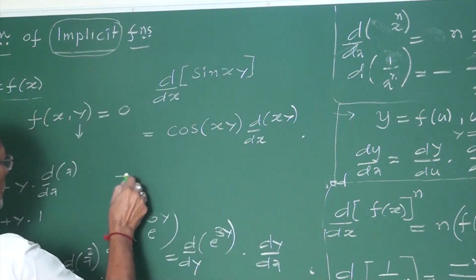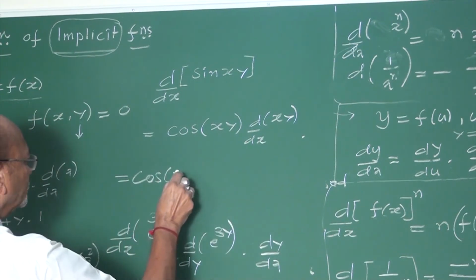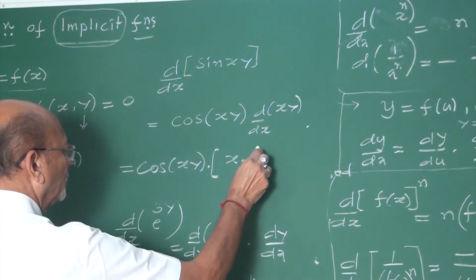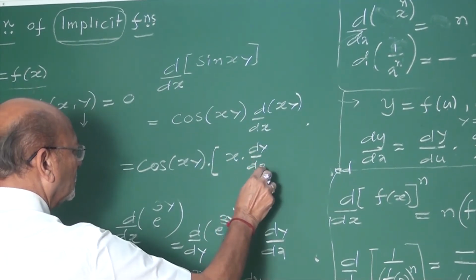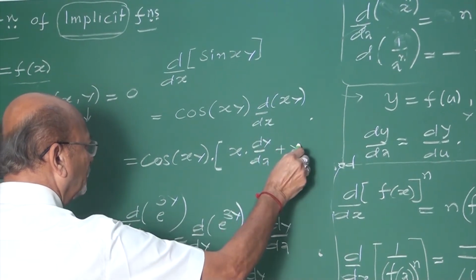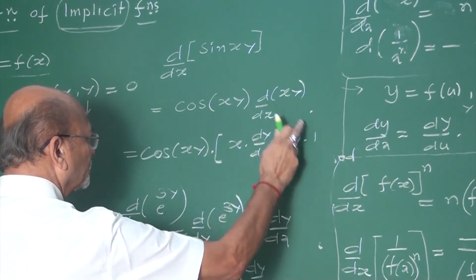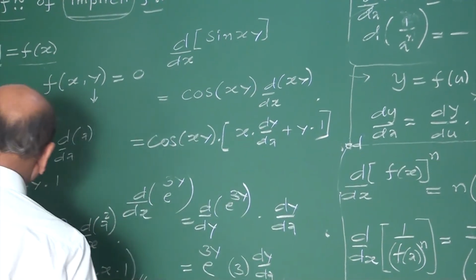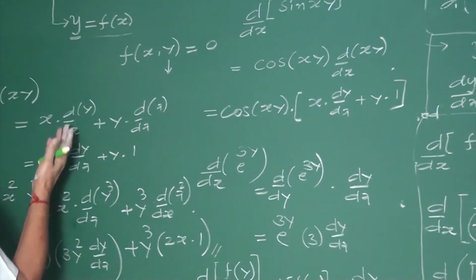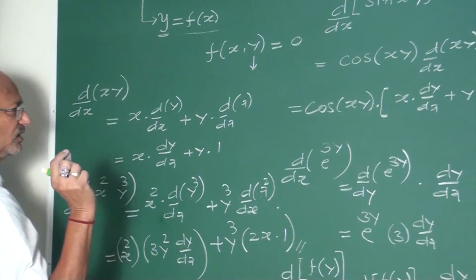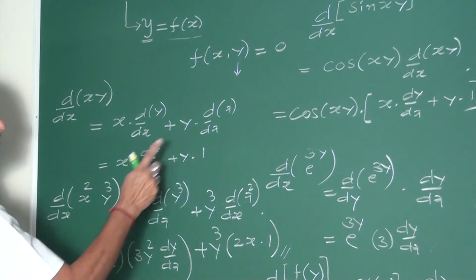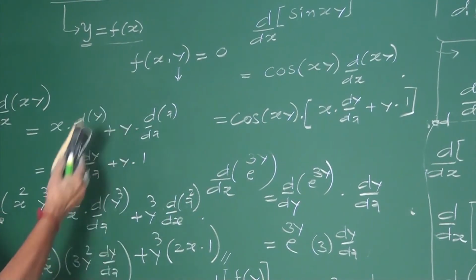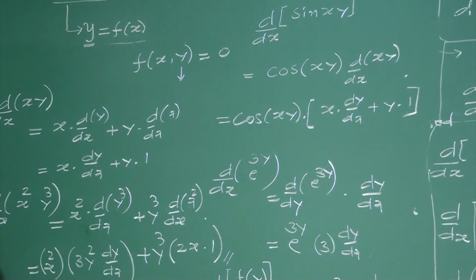Next. What is this? Cos xy into first function into derivative of second function, plus second function into derivative of first function, and the derivative of x with respect to x is 1. You have to write it directly now. Once again, don't apply it step by step, it becomes unnecessarily lengthy. You must try to understand the concept and try to apply it directly. Yes, my friends, like this the terms come.